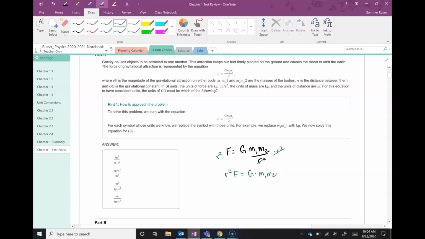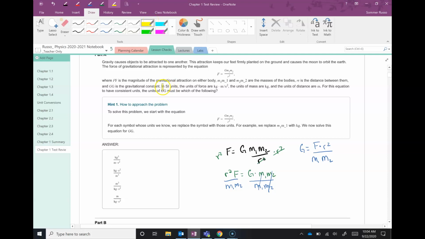Again, our ultimate goal is to get G by itself. So we're going to divide both sides by those masses. This one cancels with this one, and so on and so forth. So we get that G is going to equal our force times our r squared over those two masses. Now it's important to plug in what the units for each of these things are. You were given those in the problem.